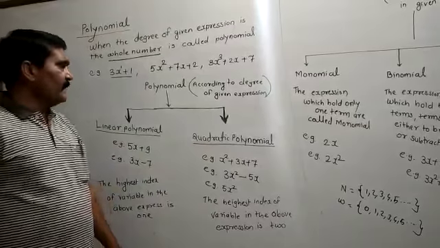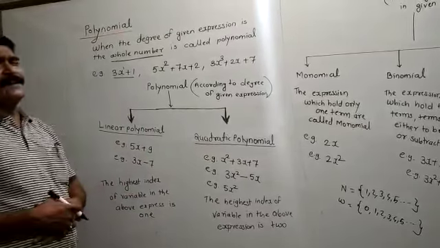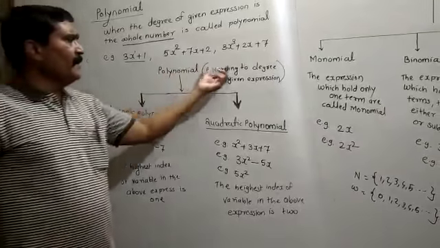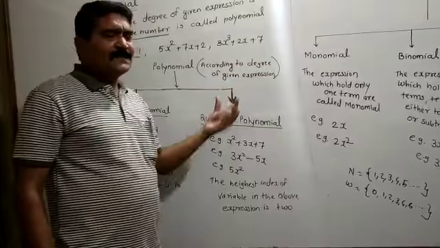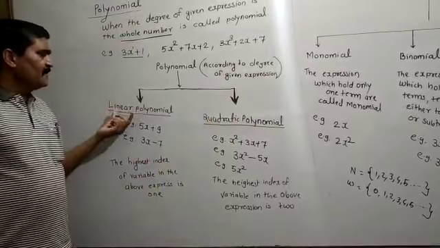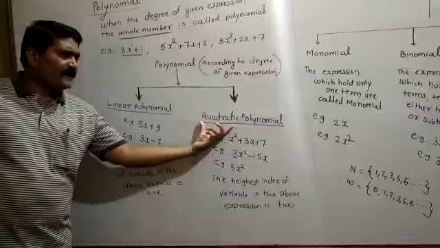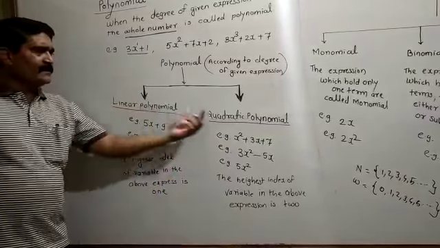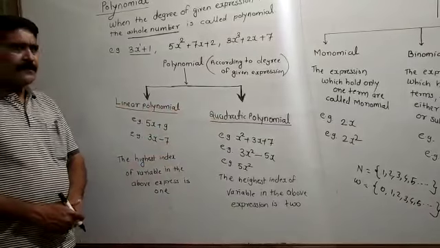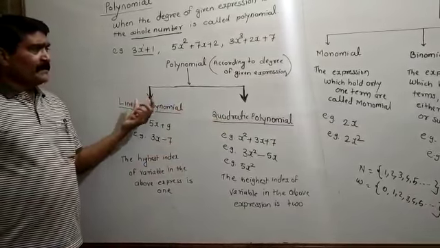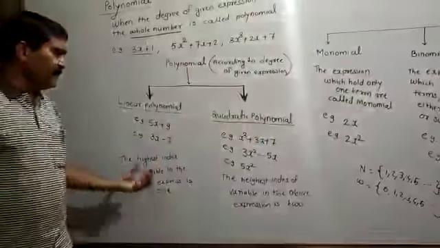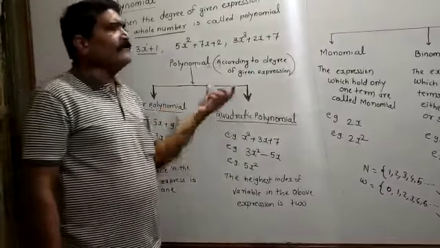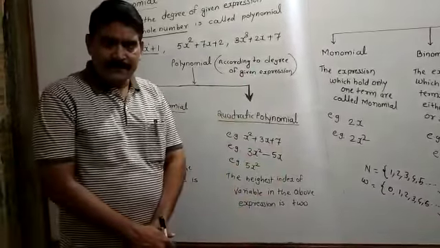Is it clear? Then these polynomials are divided into parts according to the degree of the expression. The polynomials are divided into two parts: the linear polynomial and another one classified as the quadratic polynomial. That means the linear equation and the quadratic equation. According to the degree of the given expression, polynomials are divided into linear polynomial, quadratic polynomial and one more part, the cubic polynomial.